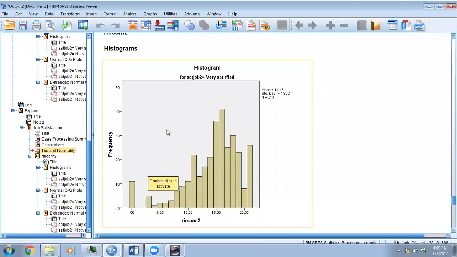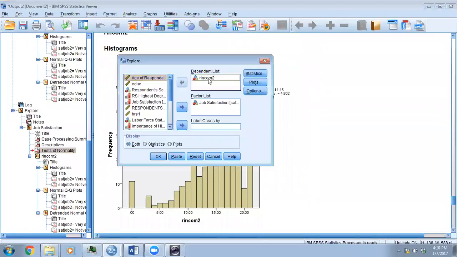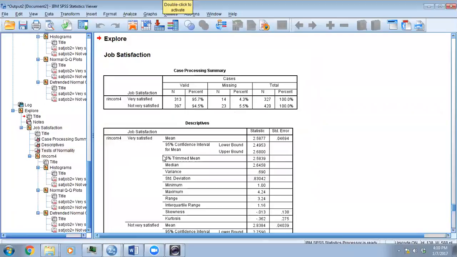I guess I should have done a transformation, which I did not do. I should have selected the latest variables. I'm gonna rerun the analysis. We are not dealing with R income 2 anymore. We're gonna deal with R income 4. Okay, and I'm gonna say okay here.